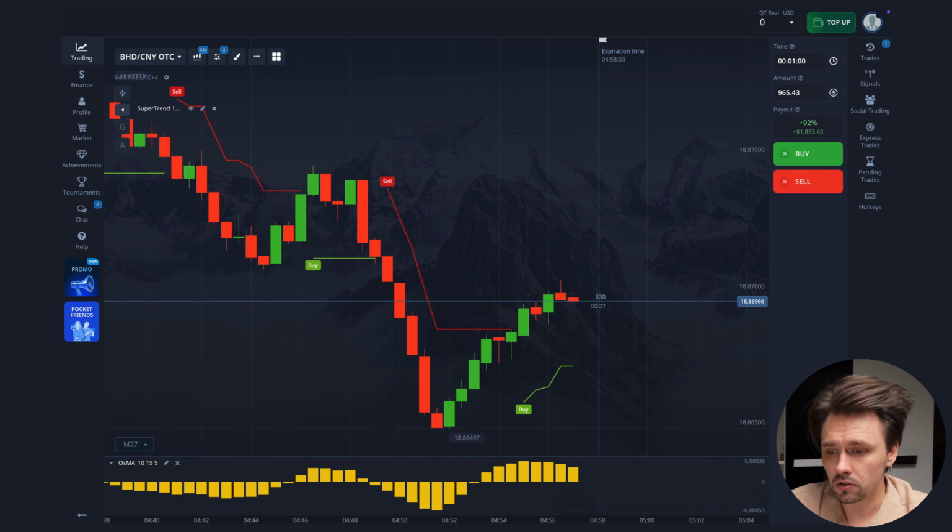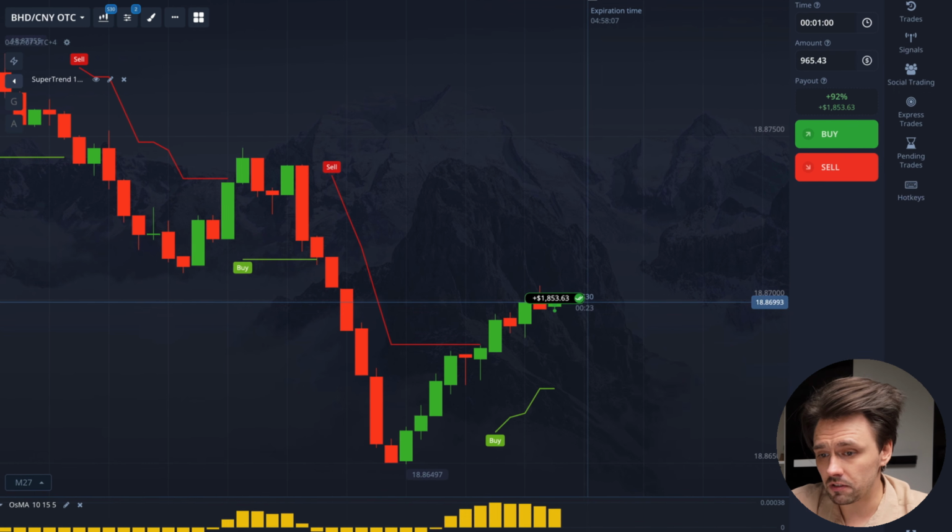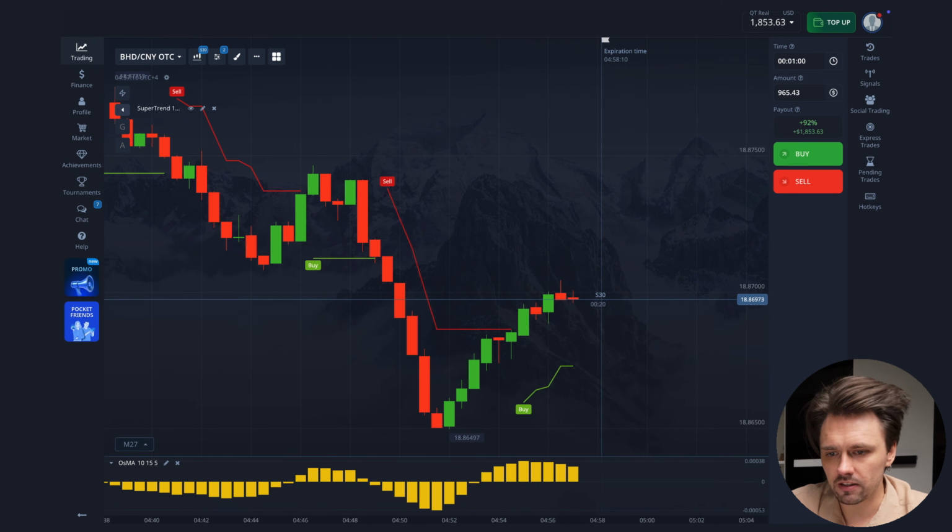So we're waiting for the trade to close, and again it brings me $1,853 to my balance. Very, very inspiring, I would say.